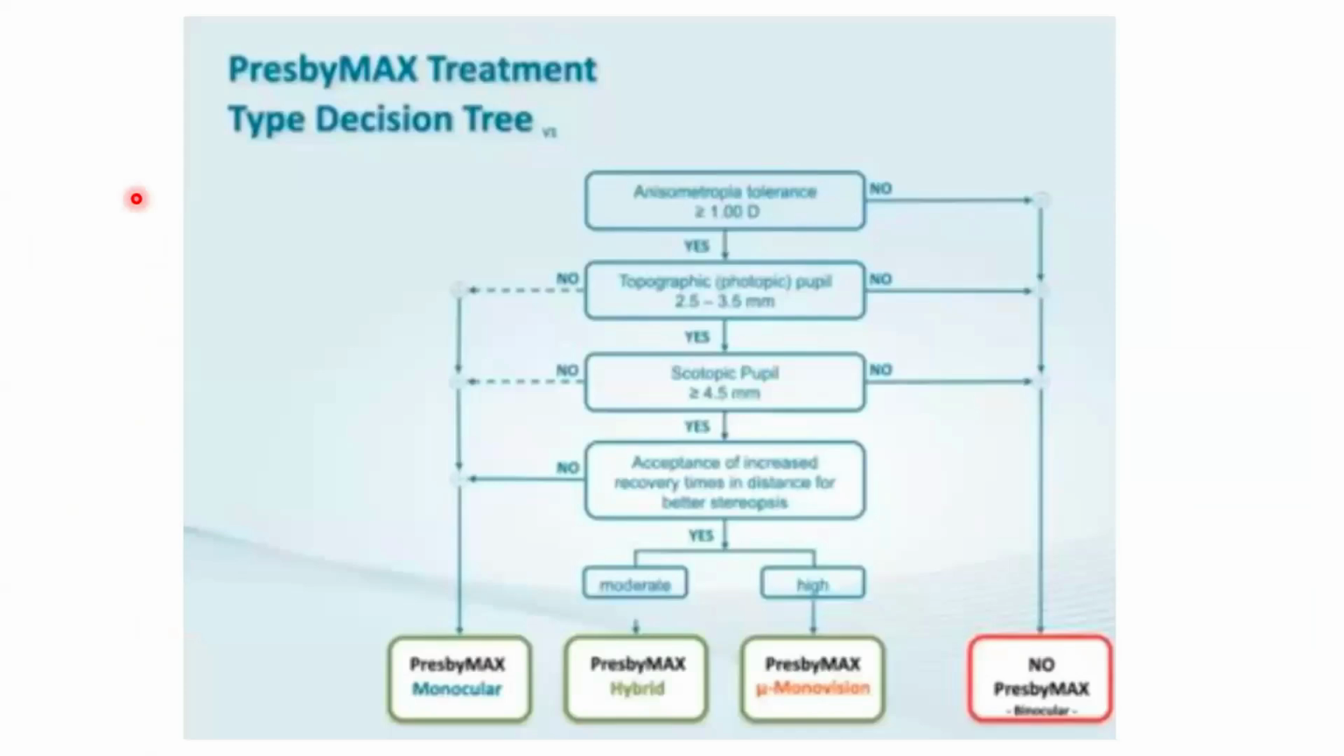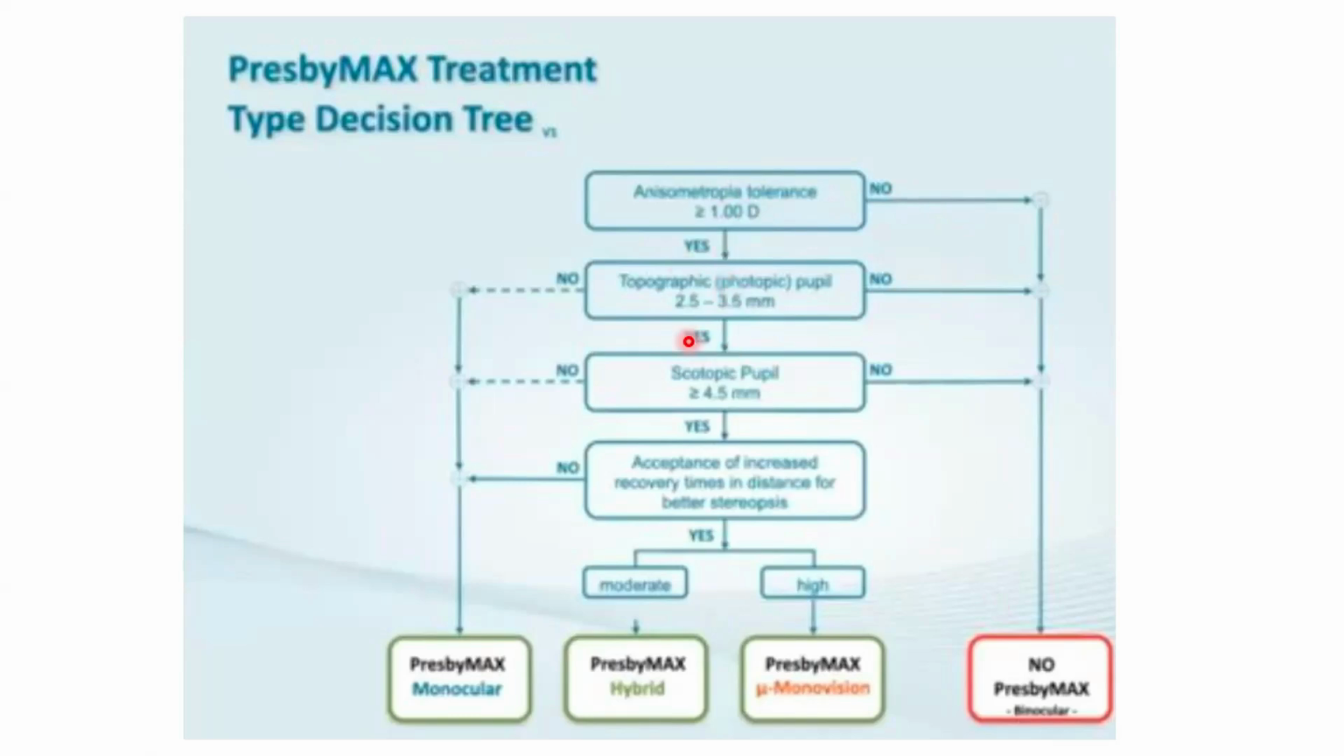So let me take you through how the patient gets decided on which treatment to undergo. If the patient has an anisometropia tolerance of more than 1 diopter, only then are we going to do any presbyopic treatment. So the first step is to check for tolerance for anisometropia. If anisometropia tolerance is low and the patient is not tolerating it, there is no treatment possible.